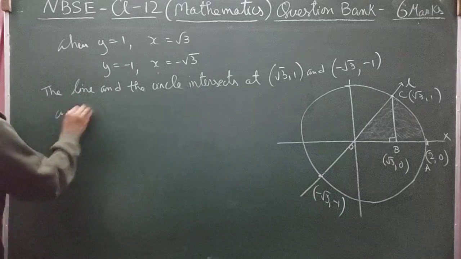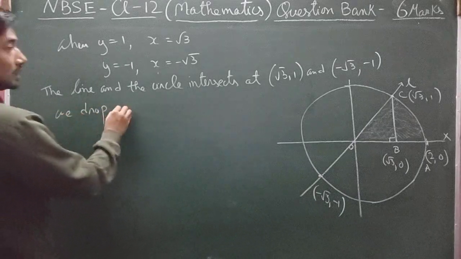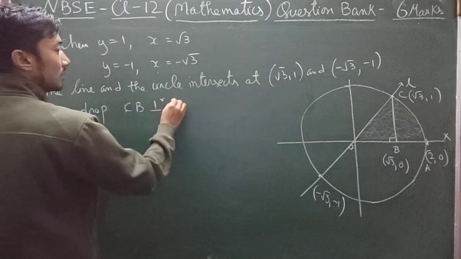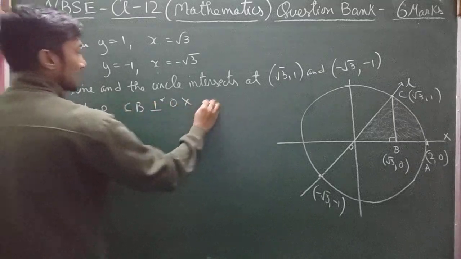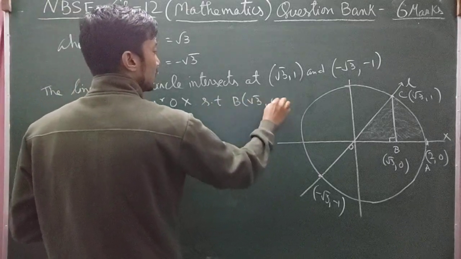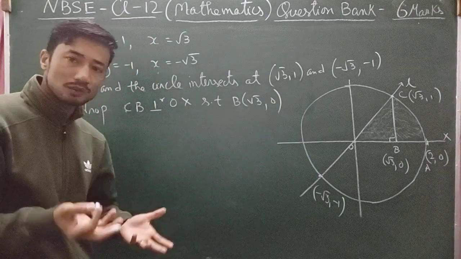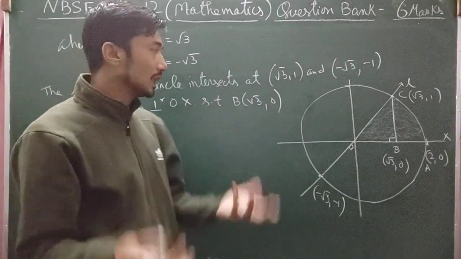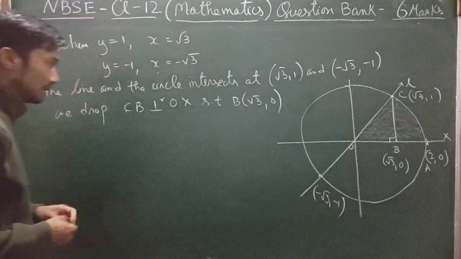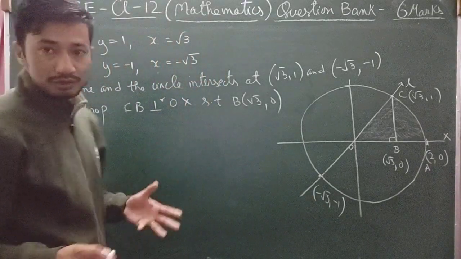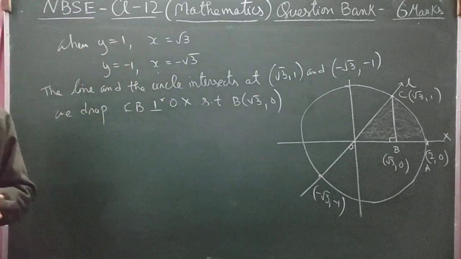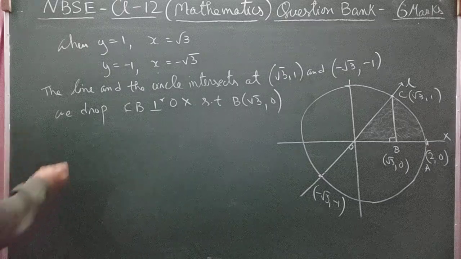So now what we do is we drop CB, that's going to be perpendicular to, let's say, OX, such that our point B becomes root 3, 0. Different ways of solving, different ways of writing. As I always say, different teachers have different ways of solving, just as long as mathematically and conceptually it is correct, that's all. Alright, let's find out the area of the bounded region then.